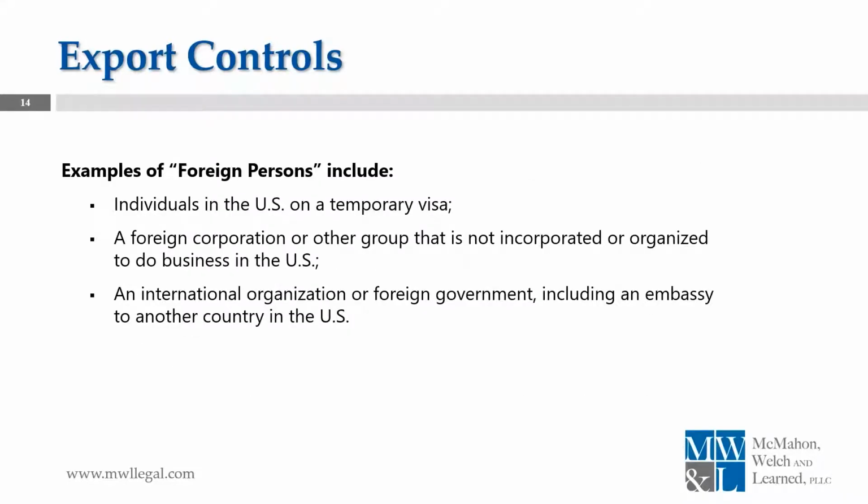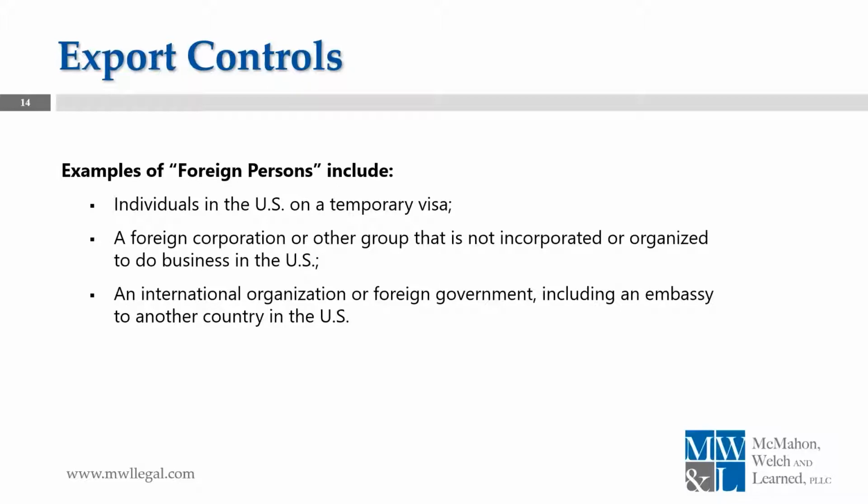Some examples: someone who's in the US on a temporary visa, a foreign corporation that is not incorporated or organized to do business in the United States, an international organization or foreign government, including an embassy to another country. You have to keep in mind also that if you have a corporation that is incorporated in the United States, but it is 100% owned by a non-US company or person, then you might have some other special considerations that you have to be careful for.